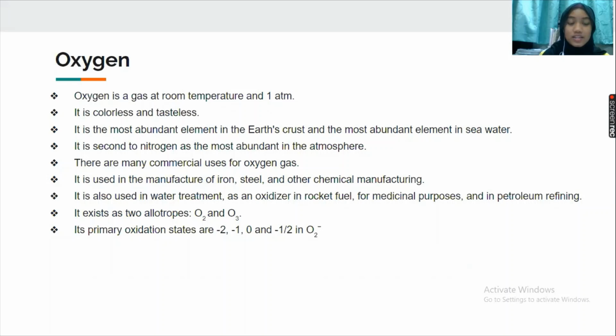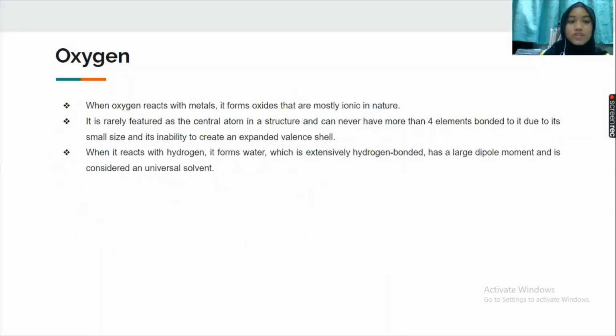It exists as two allotropes, like I've mentioned previously, O2 and O3. Its primary oxidation states are -2, -1, 0, and -1/2 in O2 minus. When oxygen reacts with metals, it forms oxides that are mostly ionic in nature. It rarely features as the central atom in a structure and can never have more than 4 atoms bonded to it due to its small size and its inability to create an expanded valence shell. When it reacts with hydrogen, it forms water, which is extensively hydrogen bonded, has a large dipole moment, and is considered a universal solvent.